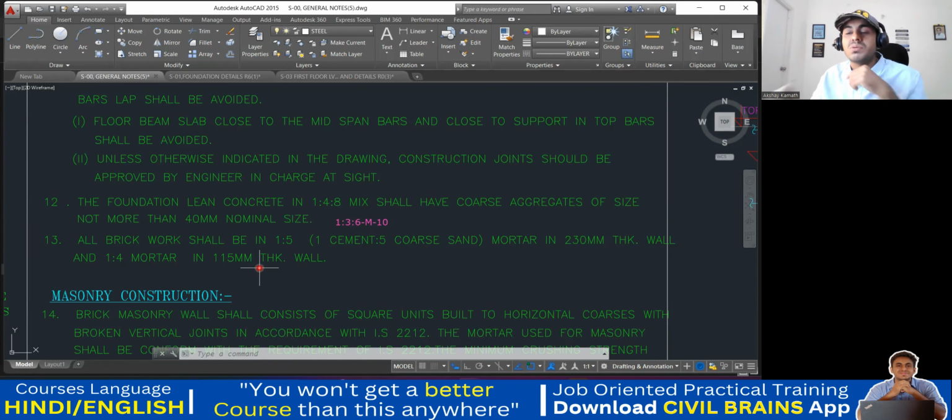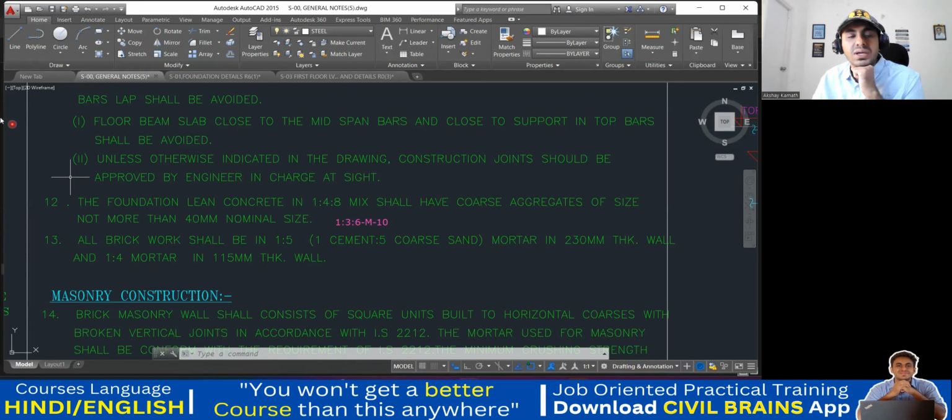But the outer wall, from a security point of view and all, usually the outer wall of your house will be 9 inch thick, which is 230. So wherever you are using a 230 thick wall, you need to use a cement mortar of 1:5. And wherever you are using a 115 thick wall, you're supposed to use a cement mortar of 1:4. Why is that so? Because 1:4 is a richer mix compared to 1:5.